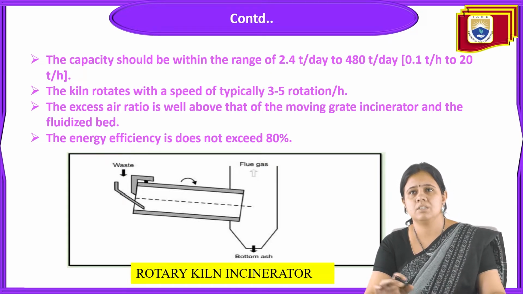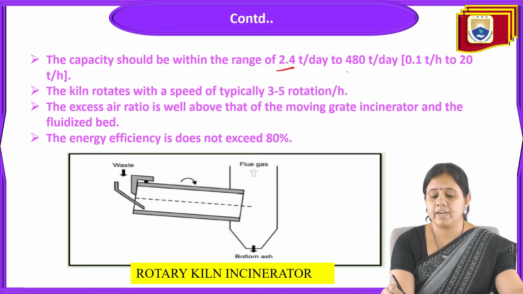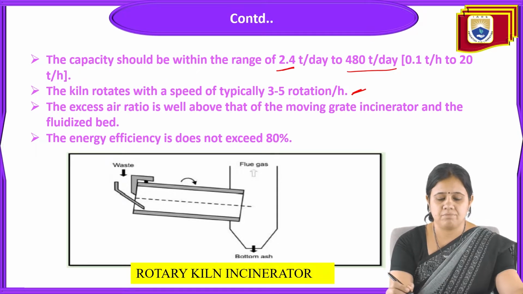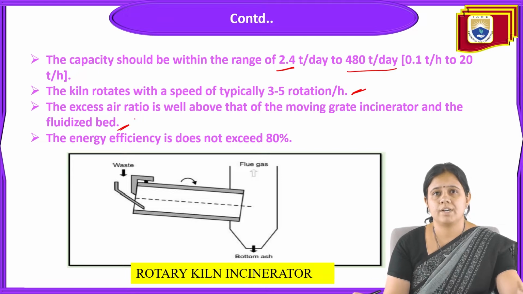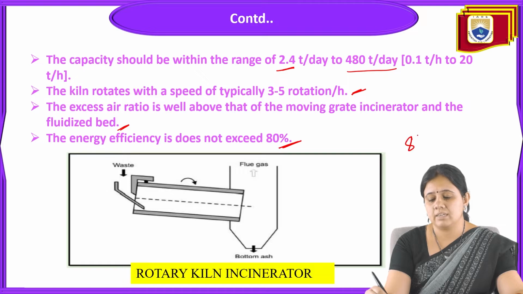The capacity should be within the range of 2.4 tons per day to 480 tons per day, and the kiln rotates with a speed of typically 3 to 5 rotations per hour. The excess air ratio is well above that of the moving grate incinerator and the fluidized bed. The energy efficiency does not exceed 80%.